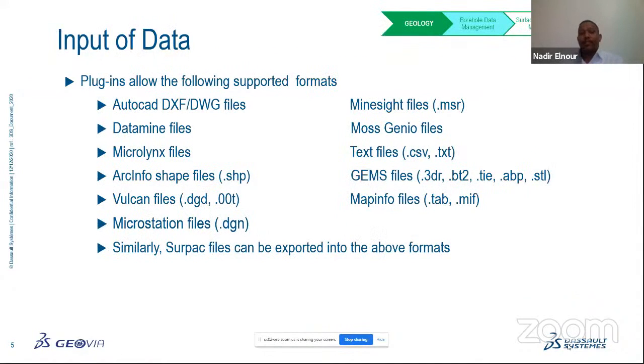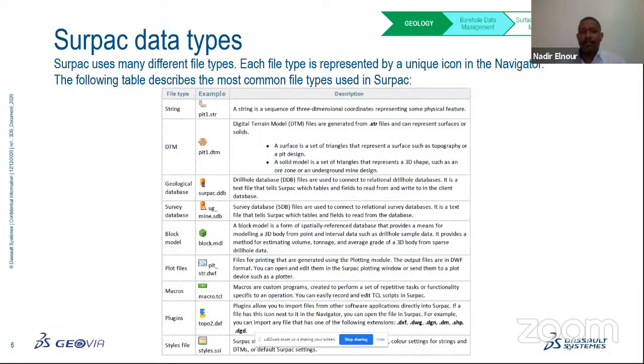So the input data for Servback can accept any type of data from any software, like AutoCAD, like DataMine, ArcGIS, Shapefile, Vulcan, Micromine, MineSight, text file, CSV, from GEMS, from MapInfo. All this type of data can be easily imported to Servback, and we'll show you and demonstrate that.